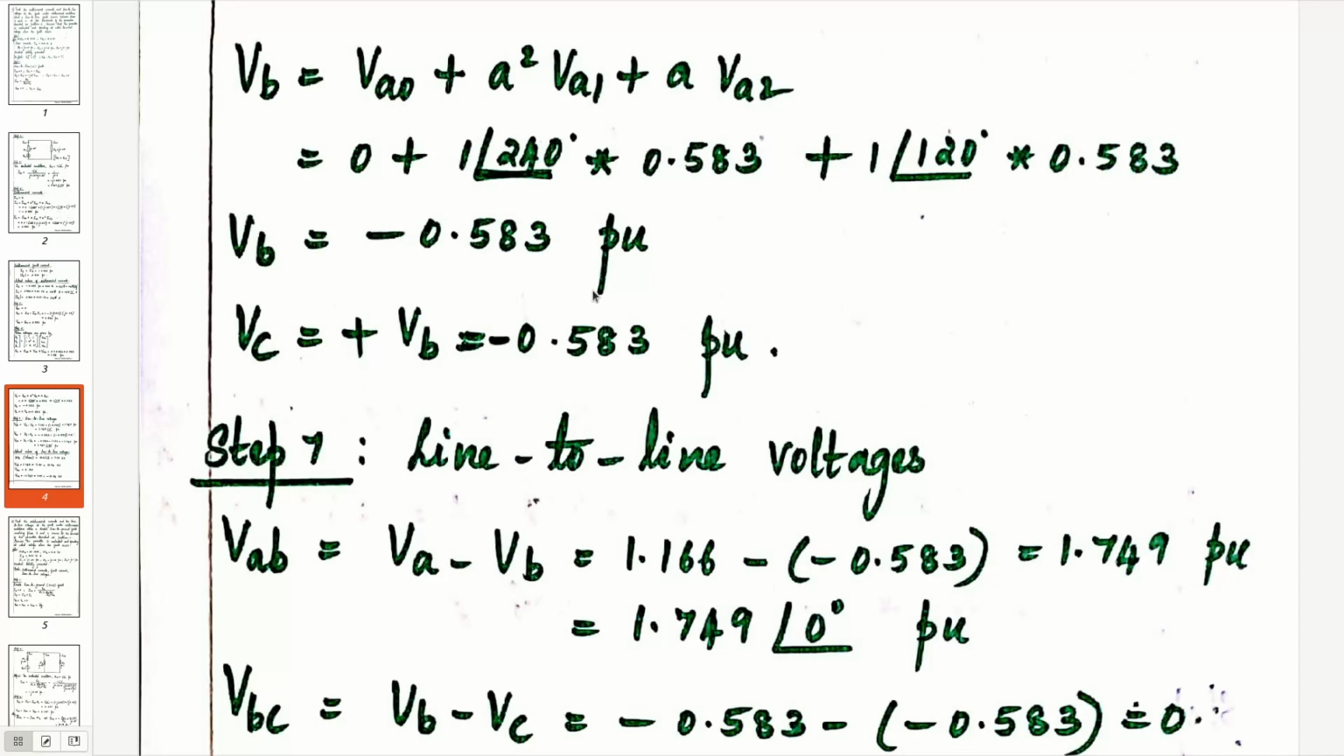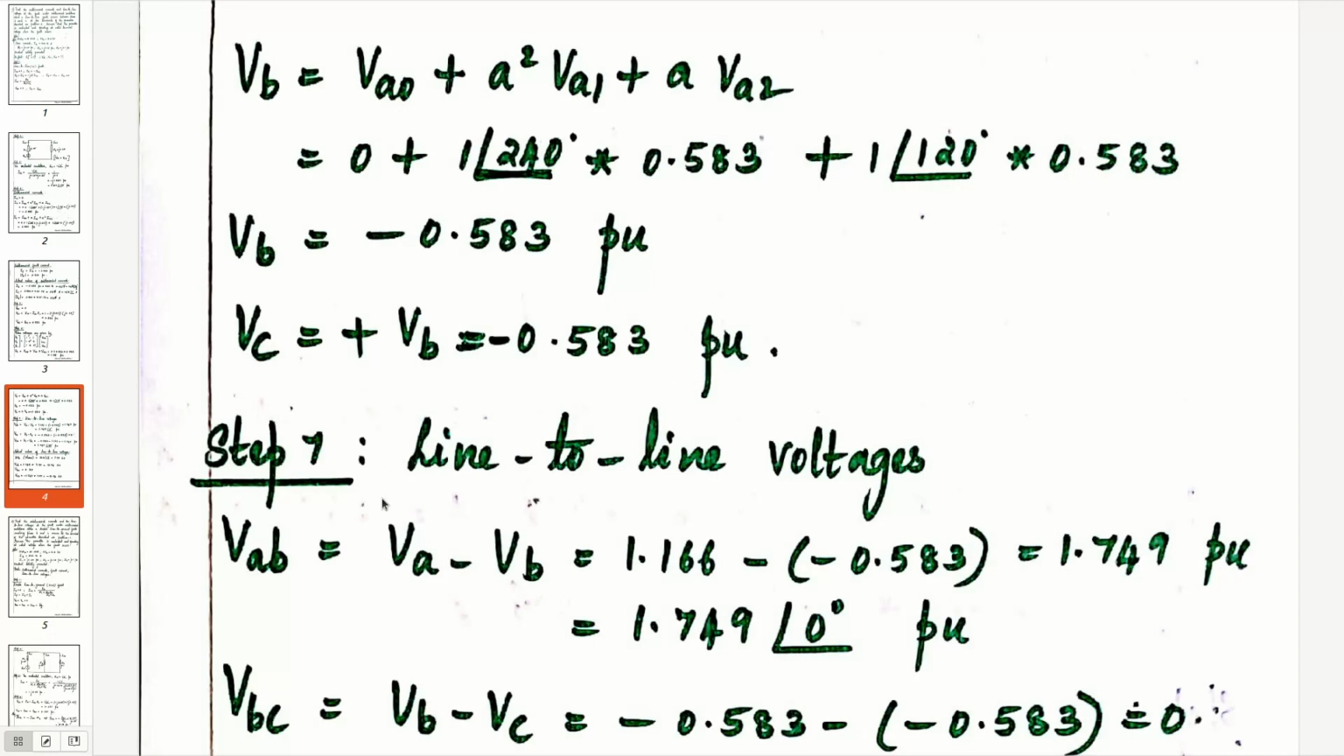And also we have VB equals VC. So no need to calculate again for VC. Even if you calculate VC with the formula, you will get the same answer because the terminals B and C are shorted, so both are at the same potential. So we can write VB is equal to VC is equal to minus 0.583 per unit.